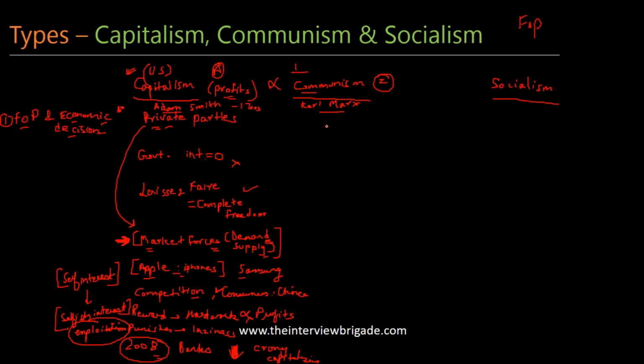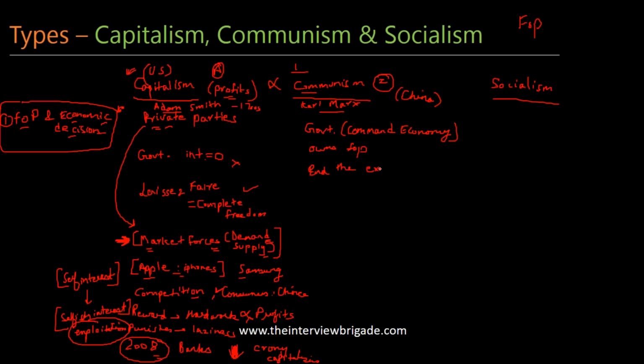So the core concept of communism is that the factors of production and the power to take economic decisions should lie with the government. We call communist economies command economies. Why? Because the government has command over these factors of production. Just for your reference, a good example is China. The government has command over the economy and the power to take economic decisions, and the government owns all the factors of production. So the government decides what to produce, how much to produce, and who should consume it. What's the aim? As I said, the aim is to end the exploitation.